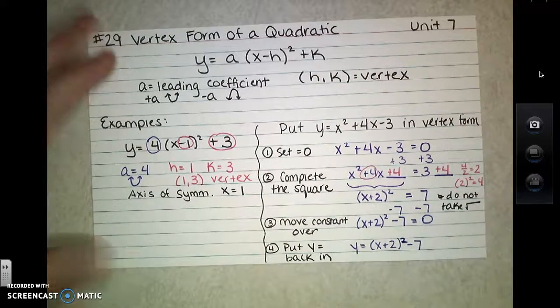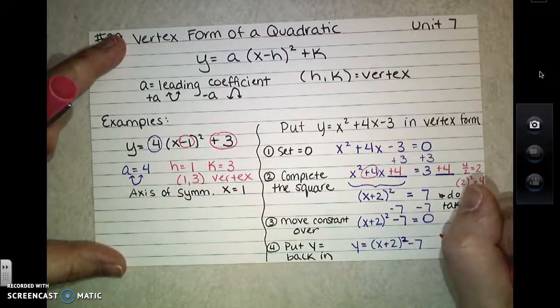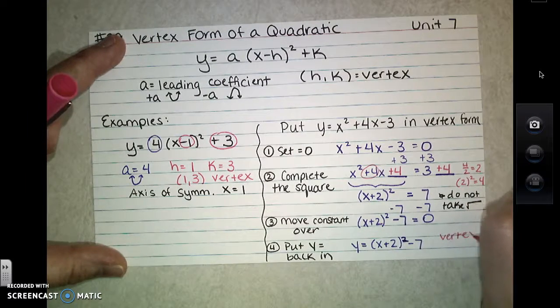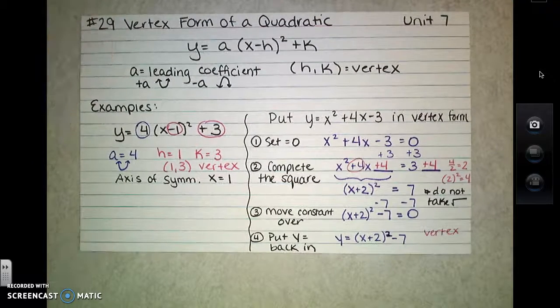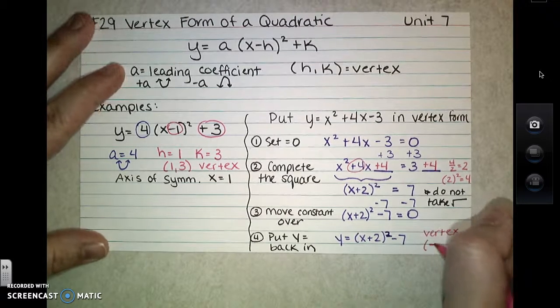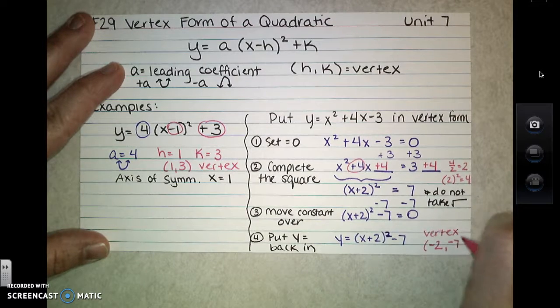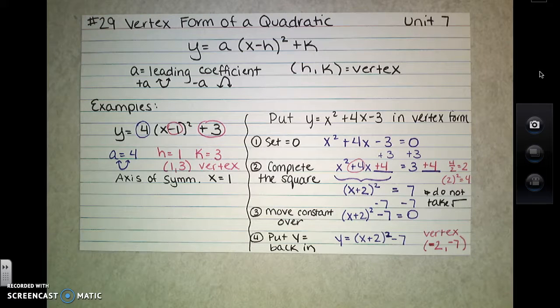And so really quickly, what vertex would you give that here? What would you say the vertex is here? So I'm going to have a question pop up and see what you think. What is the vertex here? And hopefully you got (-2, -7) for the vertex. Okay, so that's vertex form.